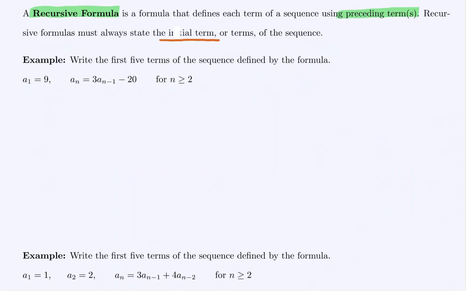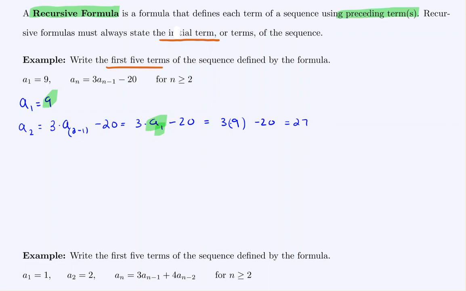So let's find the first 5 terms of this sequence. Good news is we already know a sub 1 is 9. Now, how would we find a sub 2? If I was directly following the formula here, n is 2. So it's 3 times a sub 2 minus 1 as a subscript, minus 20, which simplifies to 3 times a sub 1 minus 20. A sub 1 in this case is 9. So that could be 3 times 9, then minus 20. That's 27 minus 20, and I get the value 7.